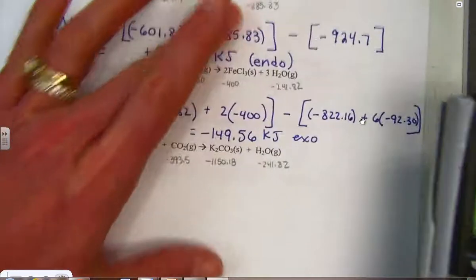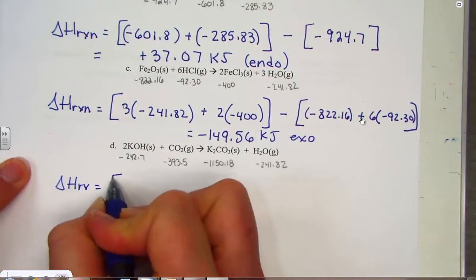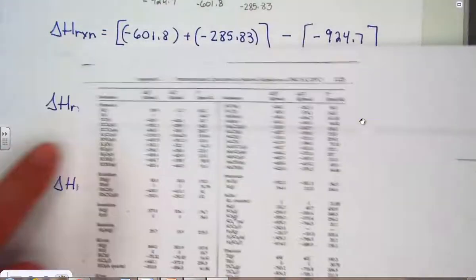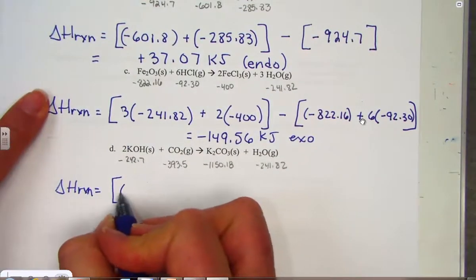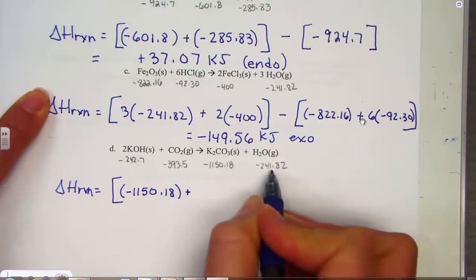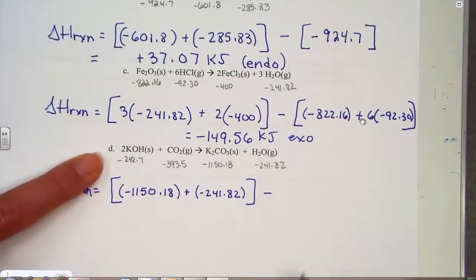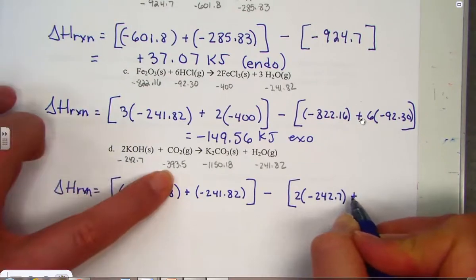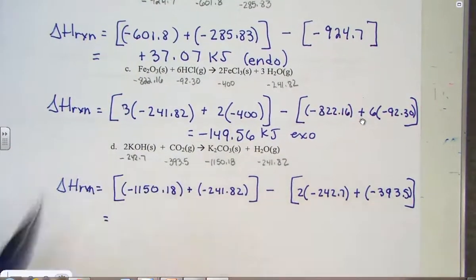And one more on this side, and again I've taken the time already, looked up Appendix C values. The delta H of reaction is equal to the sum of the products minus reactants. Here we have potassium carbonate, and potassium is on the back side of your Appendix C, so here's the list of where I found the potassiums. We had 1 unit of K2CO3 that was found to be negative 1150.18. 1 unit of gaseous water, negative 241.82. There's the sum of my products, minus, I have 2 units of KOH, plus 1 unit of the carbon dioxide.